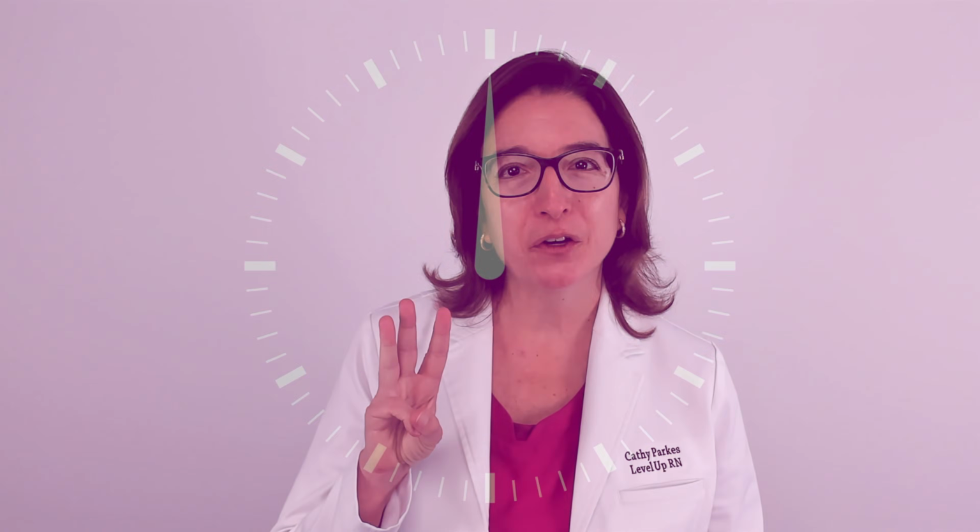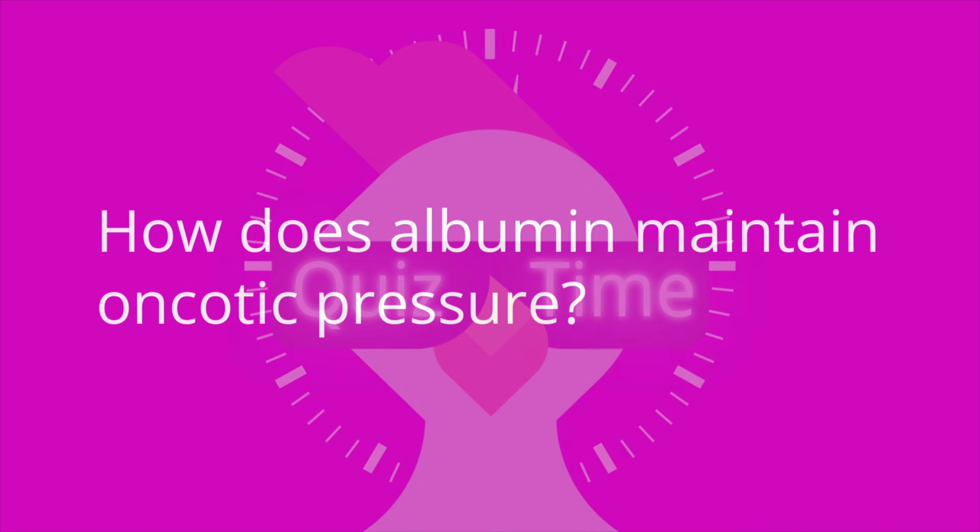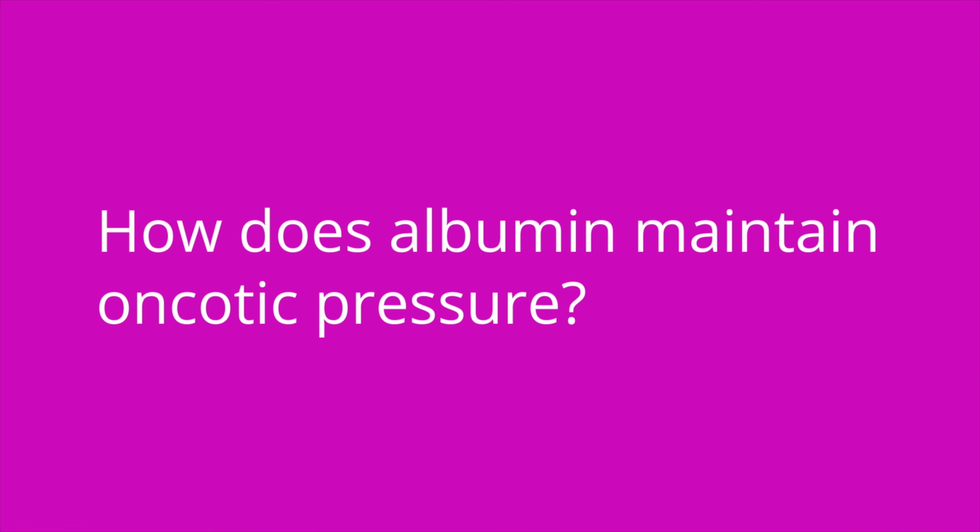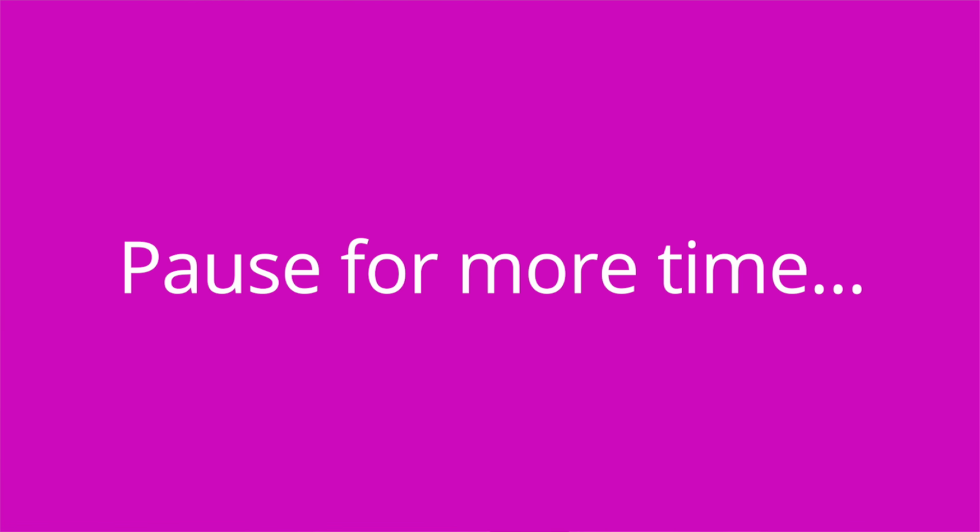All right, it's quiz time, and I have 3 questions for you. Question number 1, how does albumin maintain oncotic pressure? The answer is it draws water into the blood vessels, which prevents fluid from building up in the surrounding tissue.